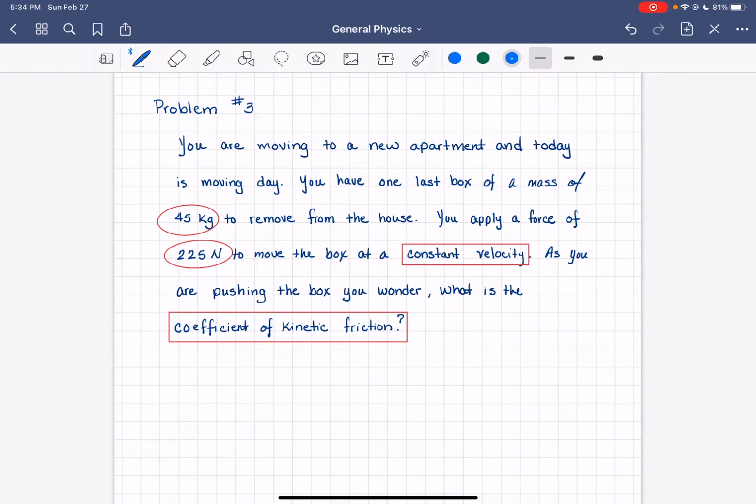Hello. So we're going to continue our discussion of dynamics. This time we're going to be doing some problem solving. So we're looking at problem 3.